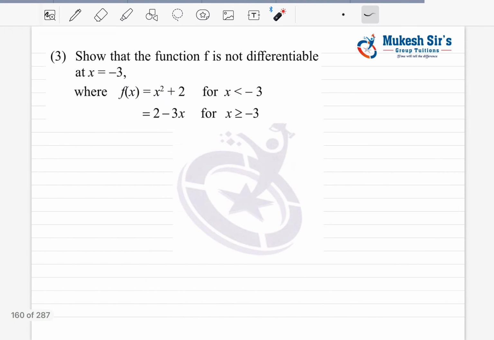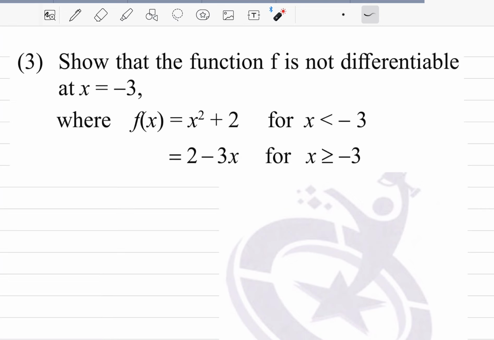So let's solve the sum here. The question says show that a function f of x is not differentiable at x equal to minus 3. Now they have given the value of the function. This is the value of the function when x is less than minus 3, this is when x is greater than minus 3, and this when x is equal to minus 3. So when x is less than minus 3, you have to take this function. When x is greater than minus 3, you have to take this function. And f of minus 3, the equal to case is also here, so take this function.